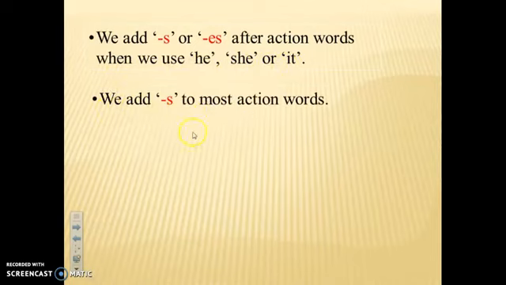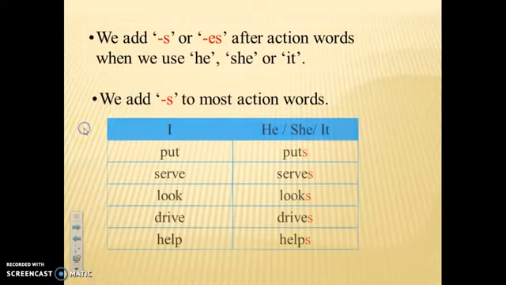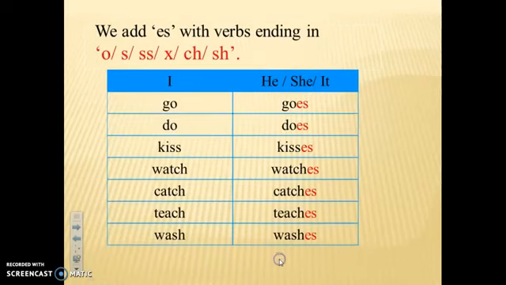We add s to most action words. Let's see some examples. Put, we add s to make puts. Serve, we add s to make serves. Look, add s to make looks. Drive, add s to make drives. And help, add s to make helps.